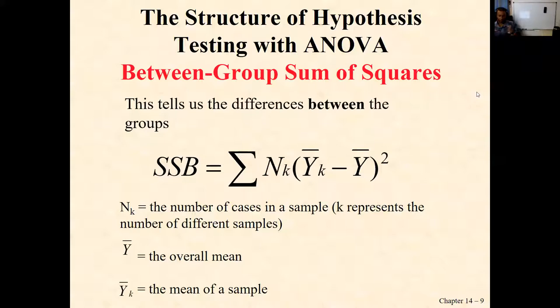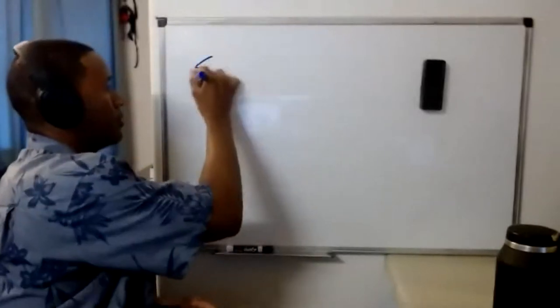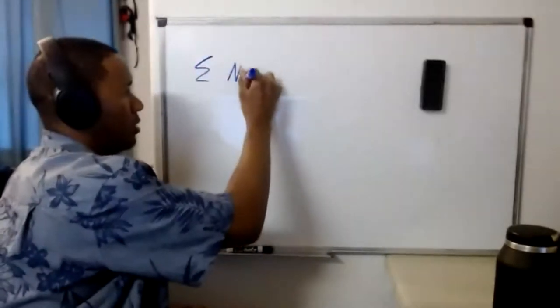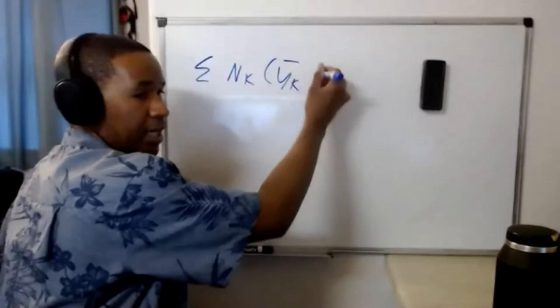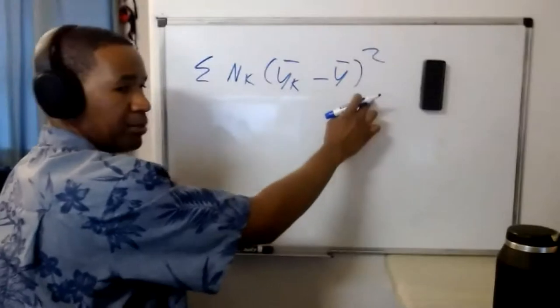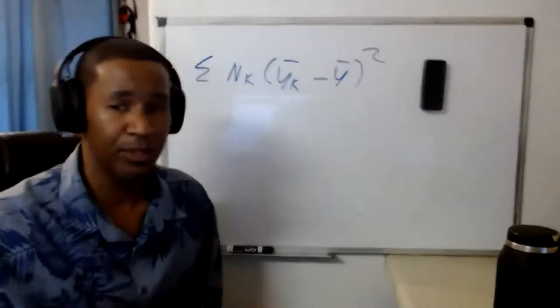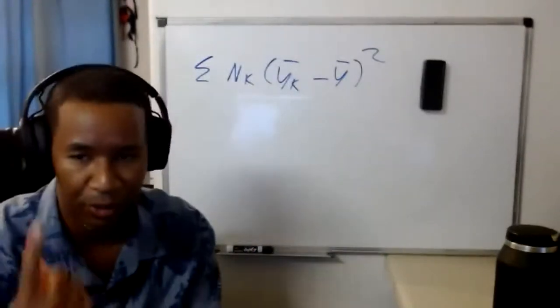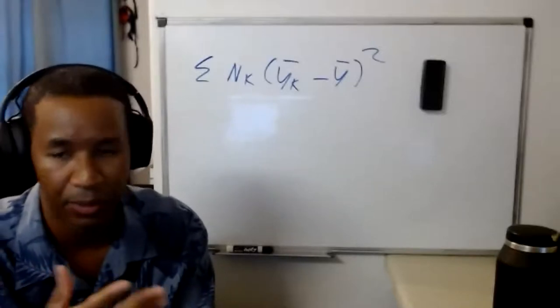Now, before you get to the sigma part, when we're just looking at the N subscript K, I'm going to write it up here on this board. So what we're looking at here, you're going to have to do this four times, once for each sample. And then after you do this four times, you add it up and then you get your SSB. So I'm going to do the first one for you so you can see how this works. And then after I do the first one, I want you all to do the other three so we can find the SSB.